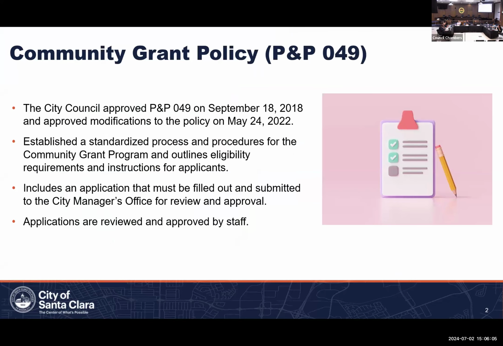The Community Grant Policy established a standardized process and procedures which formed the Community Grant Program. The policy outlines eligibility requirements, instructions for applicants, and an application that is submitted to the City Manager's Office. The applications are then reviewed and approved by staff. Next slide.